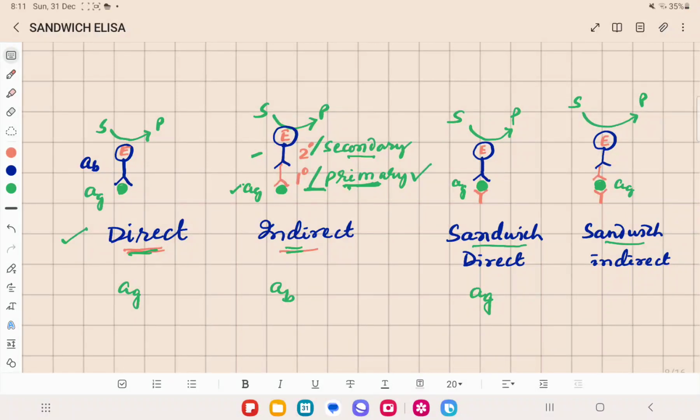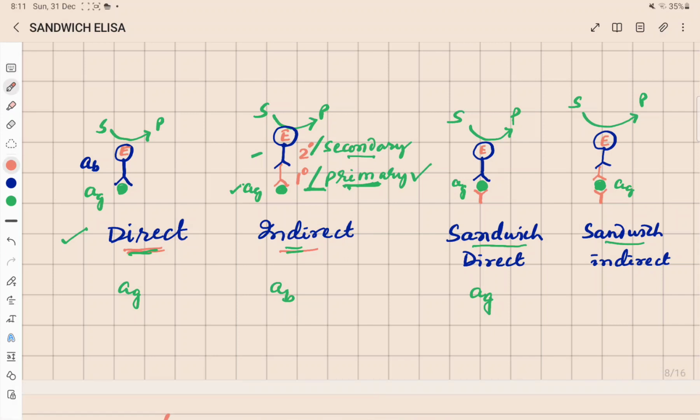Namaskar. Today we are going to study about the sandwich ELISA. We have already studied ELISA in detail. We have also discussed the difference between direct ELISA and indirect ELISA. Today we are going to study in detail about the sandwich ELISA.